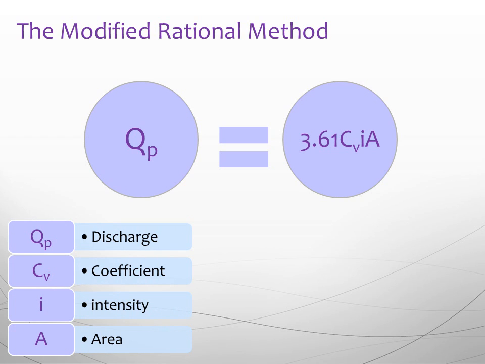QP is the peak discharge expressed as litres per second. CV is a dimensionless coefficient representing the volumetric runoff and the percentage of runoff divided by 100. I is the average rainfall intensity during the time of concentration and is usually given in millimetres per hour. A is the contributing catchment area and is given in hectares.